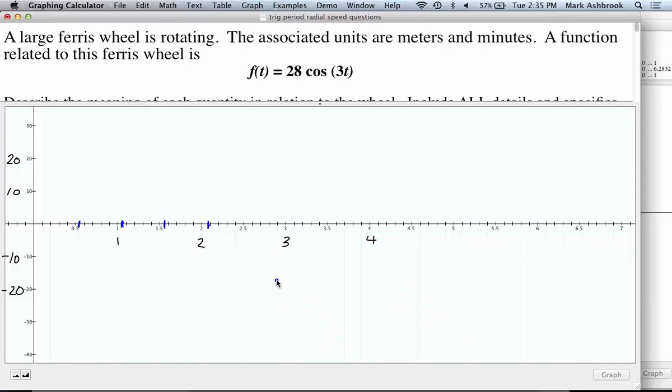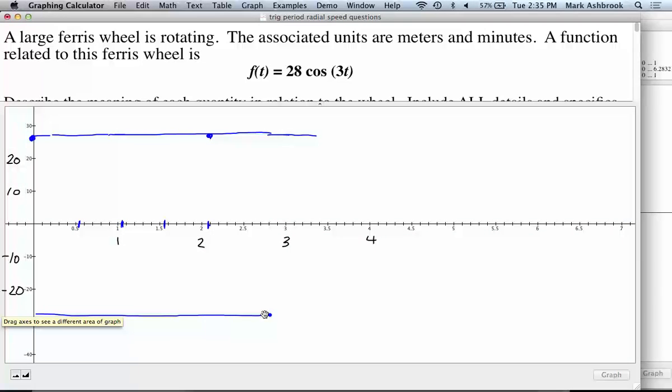Okay. The next thing we're going to look at is the output values. What's the maximum value of this function? 28, right? And where is that going to occur? So at what time will we be at this maximum at 28? At 0 seconds. And then back again when it completes one full rotation or one period, we'll start there again. What's the minimum? Negative 28. And when will we get the minimum of negative 28?